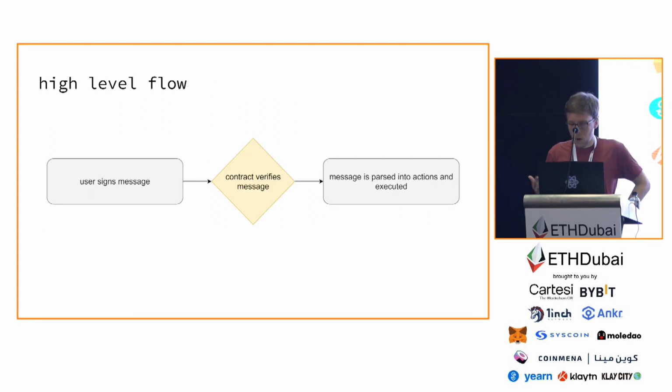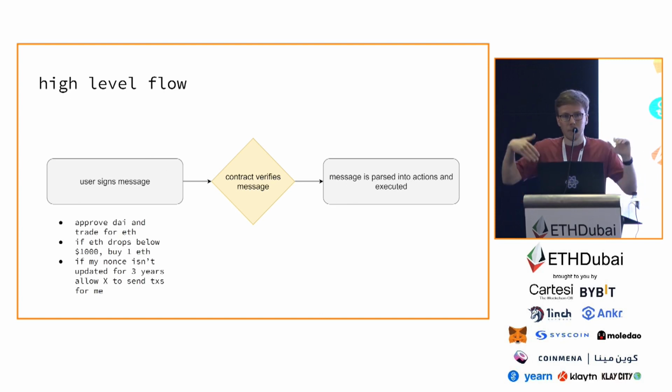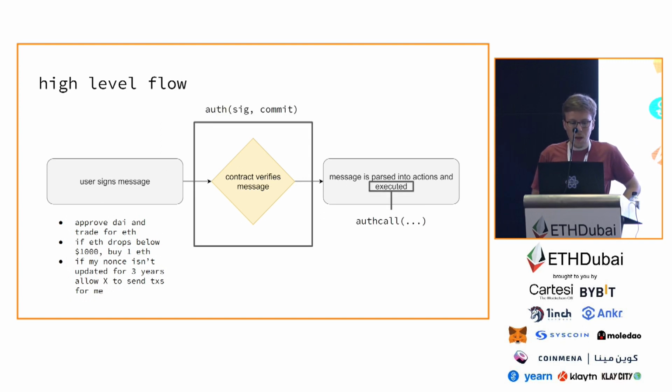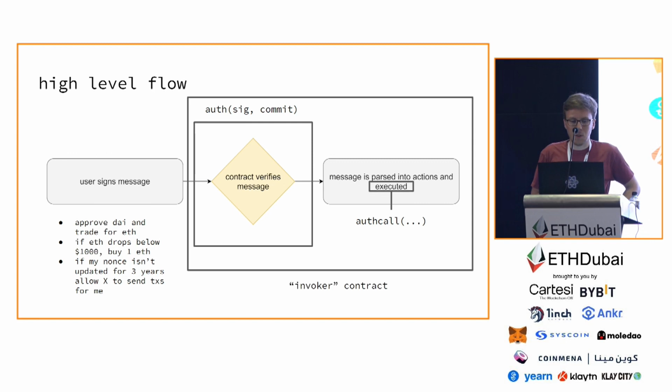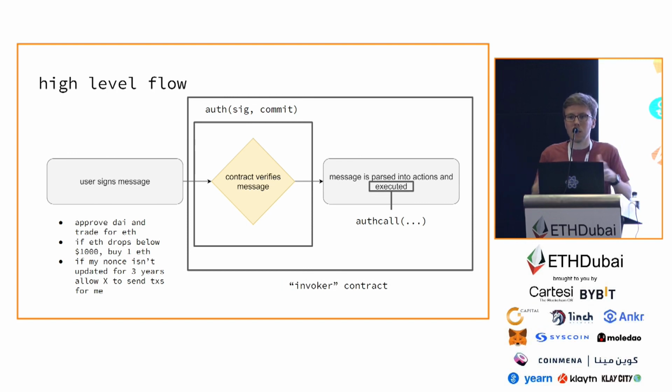And just to look at how this actually looks, right? The user, again, is signing the message for whatever kind of use case they have in mind. The contract verifies that with the auth, and then it's actually executed, right? And this contract that does these things would be a special type of contract. You can think of it somewhat similar to your Nose Safe today, right? And we are calling these contracts the invoker contract because they invoke these special opcodes.